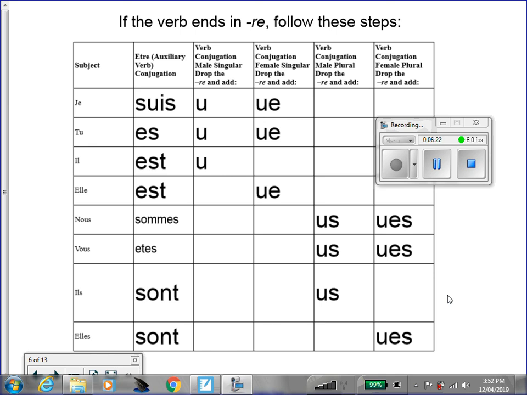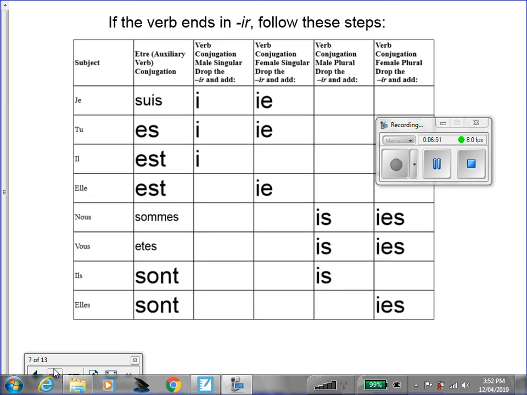Okay, so the final chart is for IR verbs. And you may remember that with passé composé from last semester, when we conjugate the verb, the IR changes to I. So you may be thinking, well, in this case, on the next chart, I'm going to see I or IE or IS or IES. If you're thinking that, you're exactly right. So let's take a look at that last chart. And there you go.